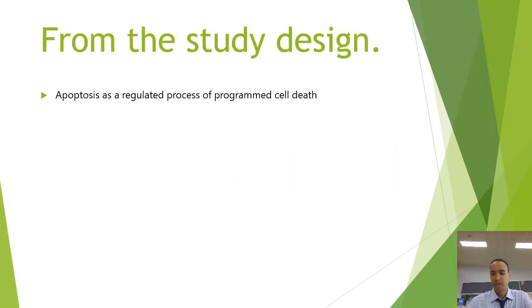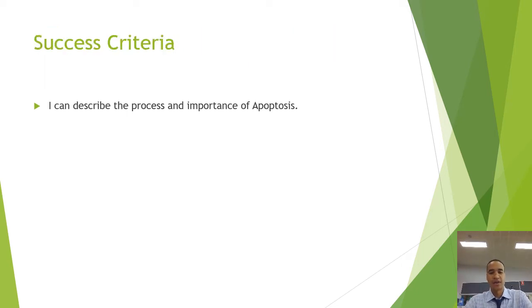So the dot point that we're looking at from the study design is that apoptosis is a regulated process of programmed cell death. To break that down for our success criteria, at the end of this video I'd like you to be able to describe the process of apoptosis, that's the mechanism of action, how it occurs, and the importance of apoptosis. So why is this useful in a healthy, functioning body?